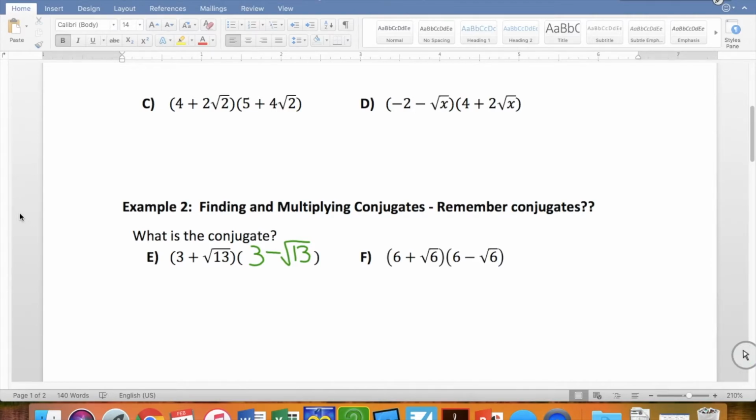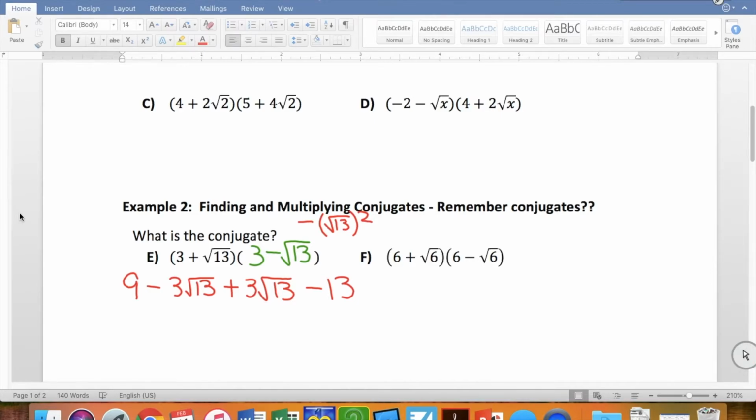Let's go ahead and finish E. We wrote the conjugate, so now let's actually FOIL it and see what happens. So 3 times 3 is 9. 3 times negative square root of 13 becomes -3 square root of 13. And then positive 3 times the square root of 13 becomes positive 3 square root of 13. And then here in the end, we have basically minus 13. Now, I shortcutted there, but I'll show you it was the square root of 13 squared, and that just simplifies to 13. So what do we notice in the middle?